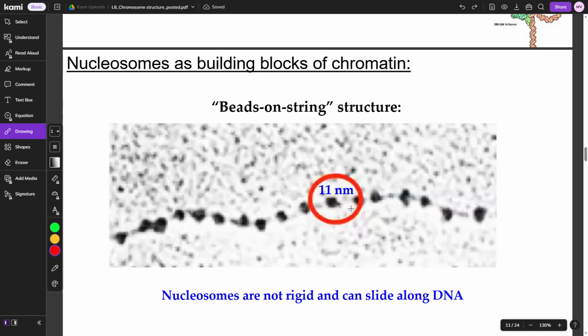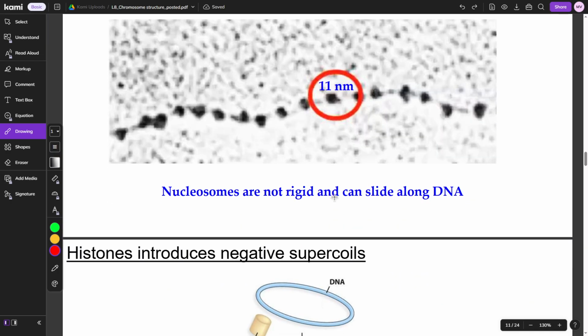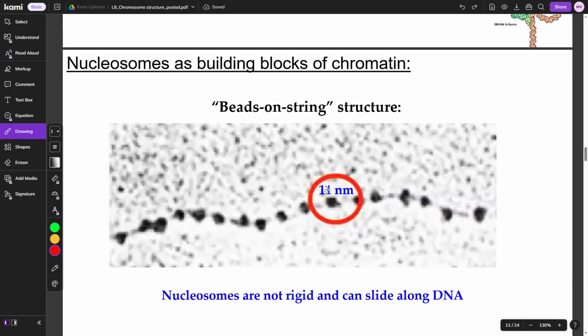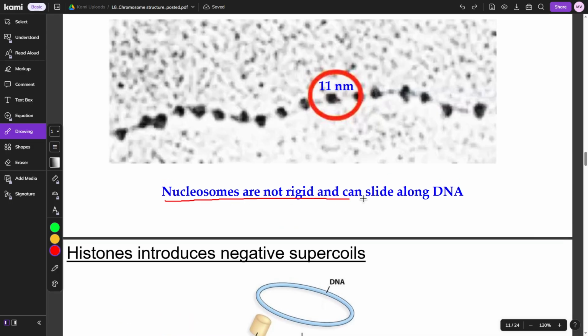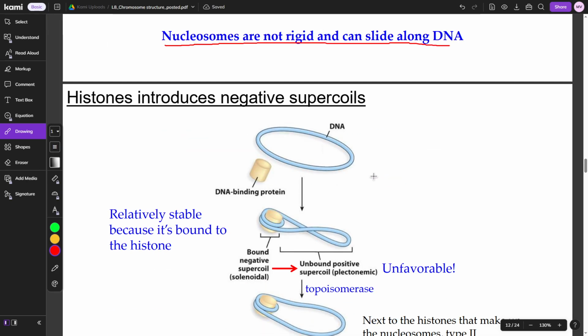So there's 11 nanometers, I believe, between a nucleosome and another nucleosome. Or more specifically, if you were to take the space that a single nucleosome occupies, it's going to look like around 11 nanometers or so. Nucleosomes are not rigid, so they can slide along DNA. It's not like it's tightly wrapped. They can move and shift around. So you can imagine maybe it uncoils a little bit and slides a tad bit, but it's nothing too crazy.